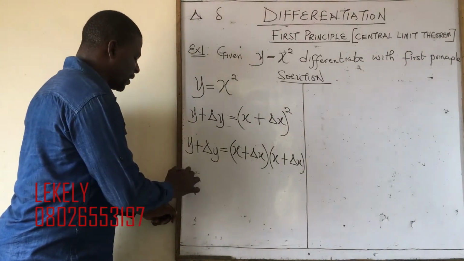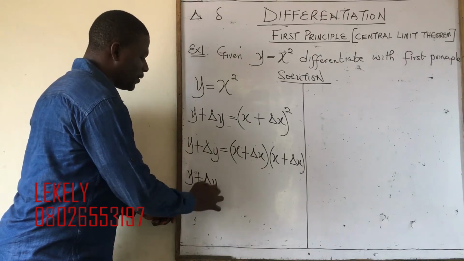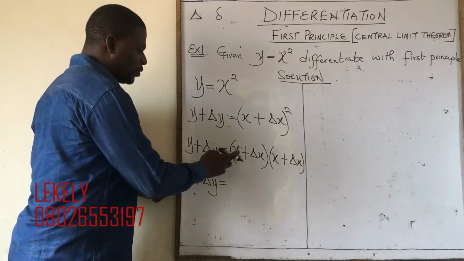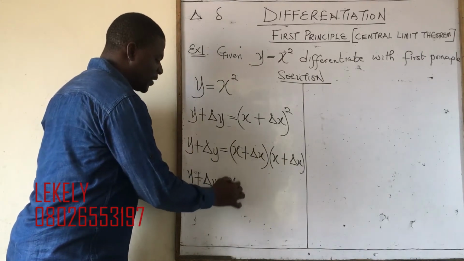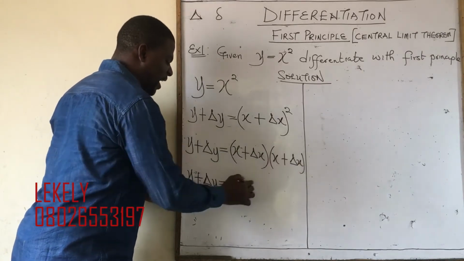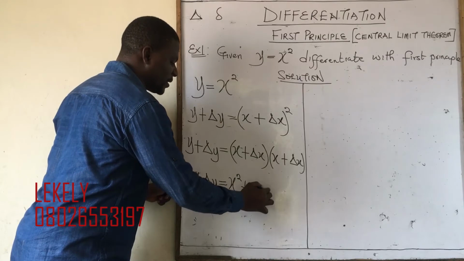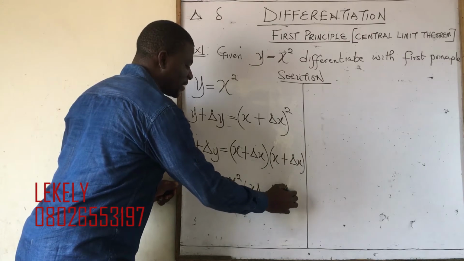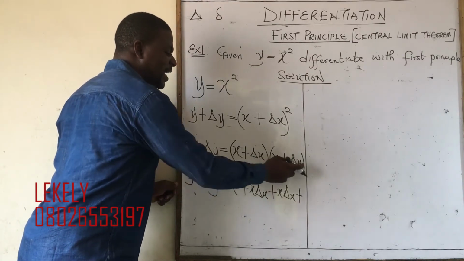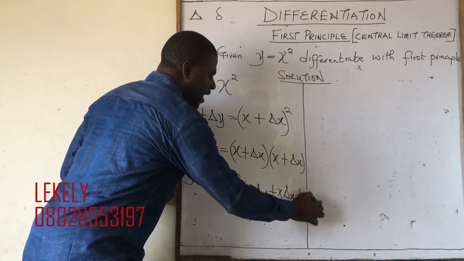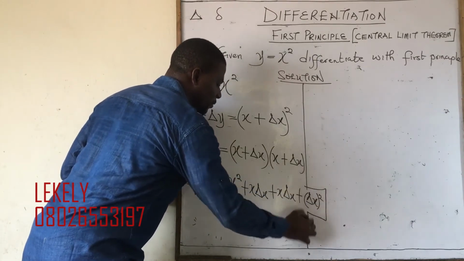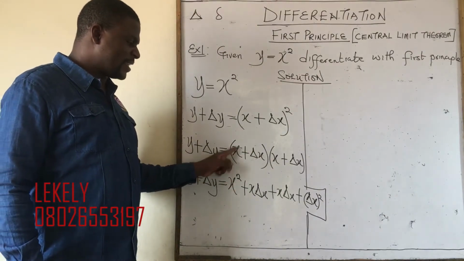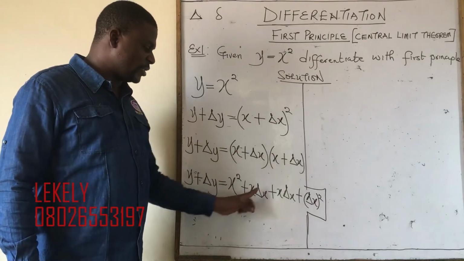Okay, so the next thing I'm going to say is y plus change in y equals, so you have to expand this bracket now. Expanding this bracket, you are going to have x times x. That will give you x squared. Then x times change in x. That will give you x change in x. Plus change in x times x, x change in x. Then plus change in x times change in x. That will give us change in x squared. You see that? So what I did was to say x times x, x squared. Then this x again times change in x. That's x change in x.